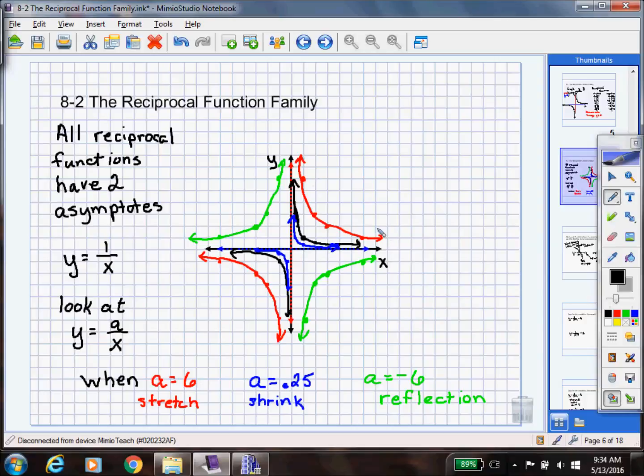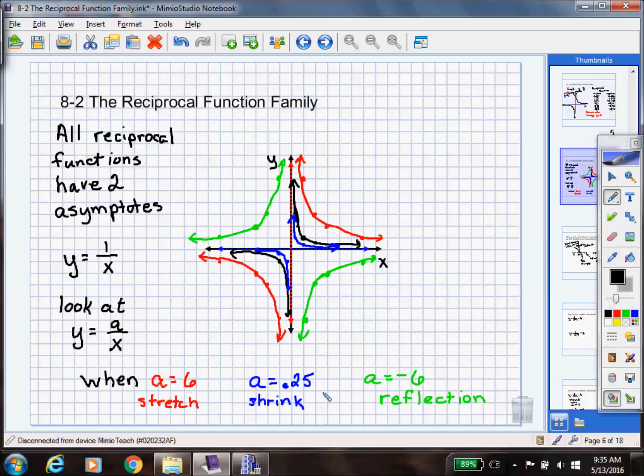When you have a number that is smaller than 1, or its absolute value is smaller than 1, the graph shrinks, and it gets closer to the asymptotes, but it still does not cross over the asymptotes. With the negative, it becomes a reflection. Notice the green graph is really a reflection of what's going on with the red graph. So the negative makes it a reflection. It matches most closely with the a equals 6 graph, so it's a stretch and it's a reflection.